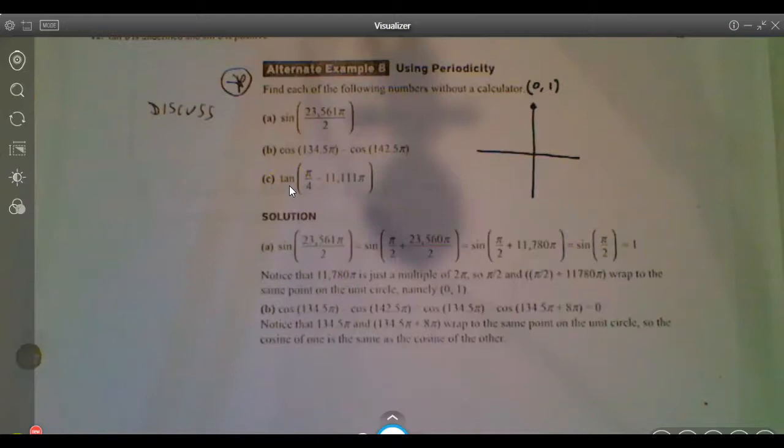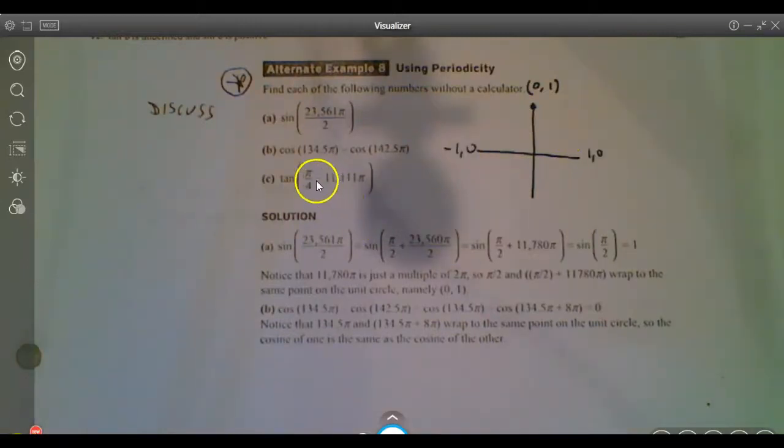Tangent repeats in terms of pi, right? So your tangent values are the same every pi units. Unlike sine and cosine, which repeat every 2 pi, tangent repeats every 2 pi as well, but it also repeats even smaller than that. It actually repeats every pi unit. So my tangent here is the same as the tangent right there, and right there.